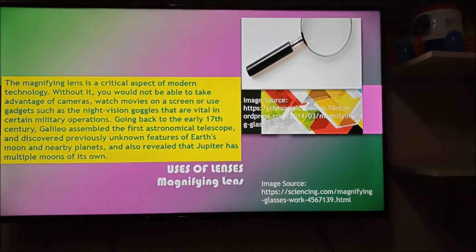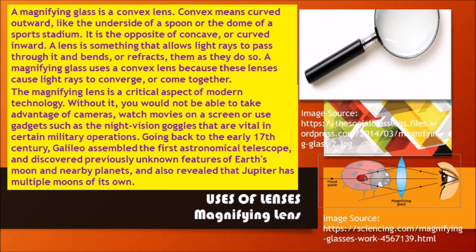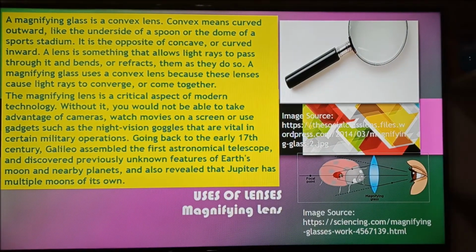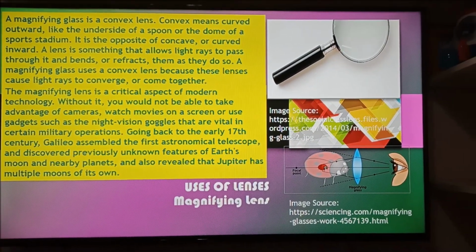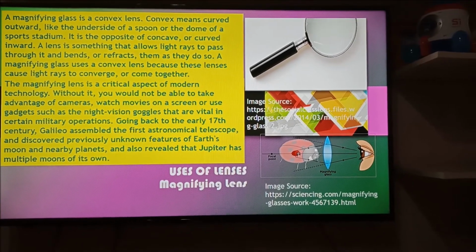This is a magnifying lens. A magnifying lens or glass is a convex lens. Convex means curved outward, like the underside of a spoon or the dome of a sports stadium. It is the opposite of concave, or curved inward. A lens is something that allows light rays to pass through it and bends or refracts them as they do.